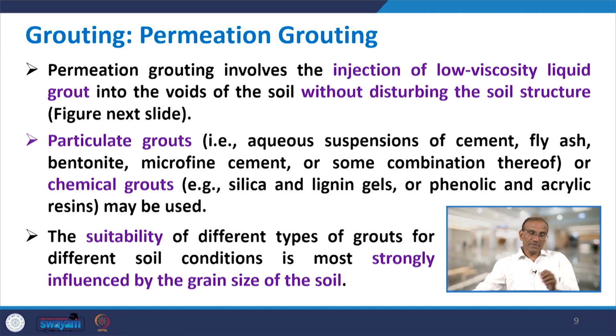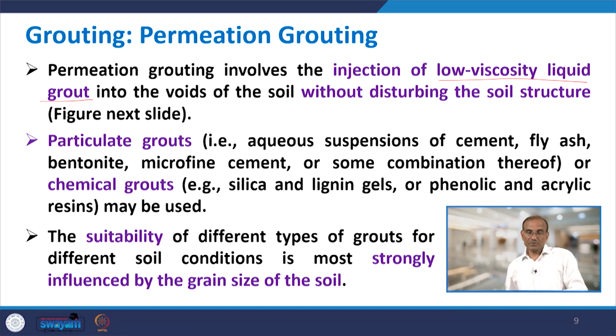For example, permeation grouting involves the injection of low viscosity liquid grout into the voids of the soil without disturbing the soil structure. So, when we use permeation grouting, you are injecting a low viscosity liquid grout. It can be like a fluid, it can be injected, and when you are injecting, you are not disturbing the basic soil structure.